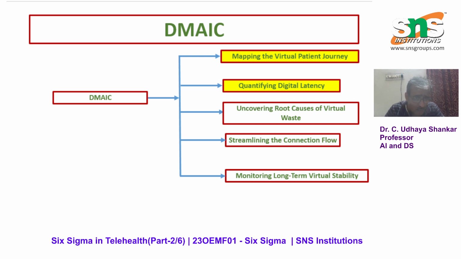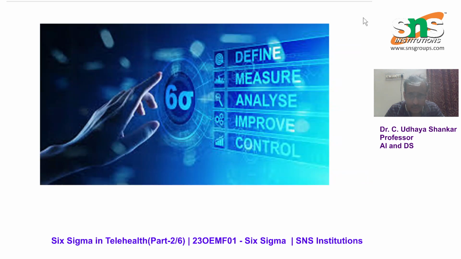There is define, measure, analyze, and improve, and then control. This has been discussed in almost all the previous videos. Now in this part, for the DMAIC architecture, you can see that this is the Six Sigma concept where we use DMAIC.